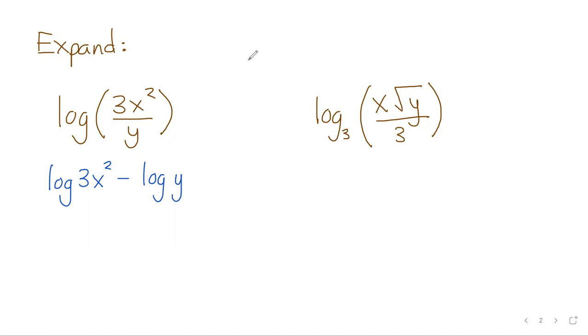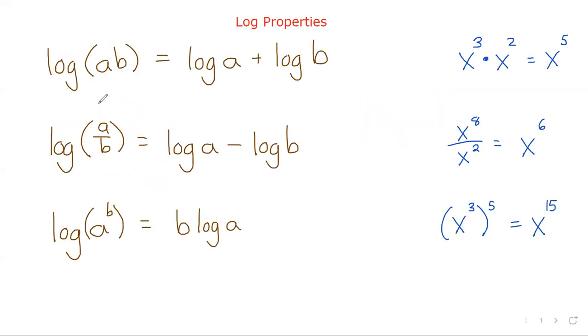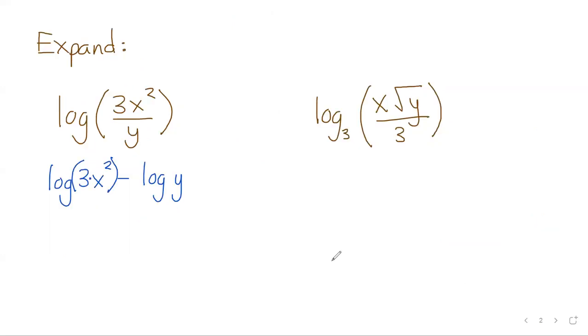Now, I think pretty soon you'll be able to do everything that we're going to do here in one step. But for now, we'll take it in a few steps. So this part's done. If we look here, we actually have the log of two things being multiplied, the log of 3 times x squared. So we can separate those using this addition rule. The log of two things that are multiplied, you can add the two individual logs together. So we could write this as log of 3 plus log of x squared. And then we still have minus log of y over here.